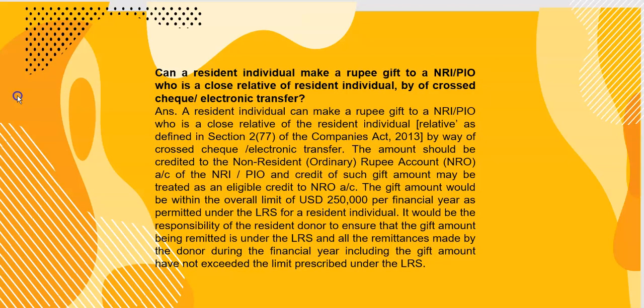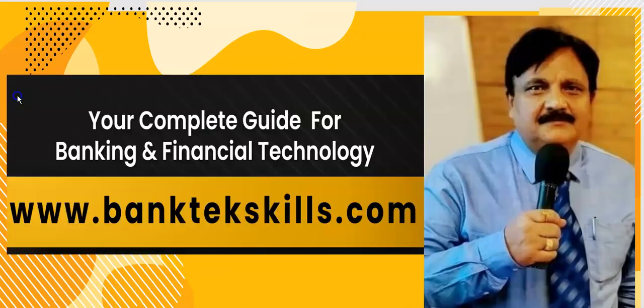Can a resident individual make a rupee gift to an NRI or PIO who is a close relative? A resident individual can make a rupee gift to an NRI or PIO who is a close relative by way of crossed cheques. The amount should be credited to the NRO account of the NRI or PIO. Credit of such gift amount may be treated as an eligible credit to NRO accounts. The gift amount would be within the overall limit of $250,000 per financial year. It would be the responsibility of the resident donor to ensure that the gift amount does not exceed the limit under LRS.